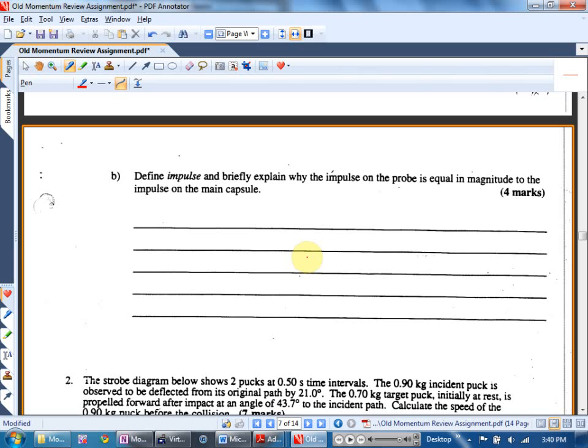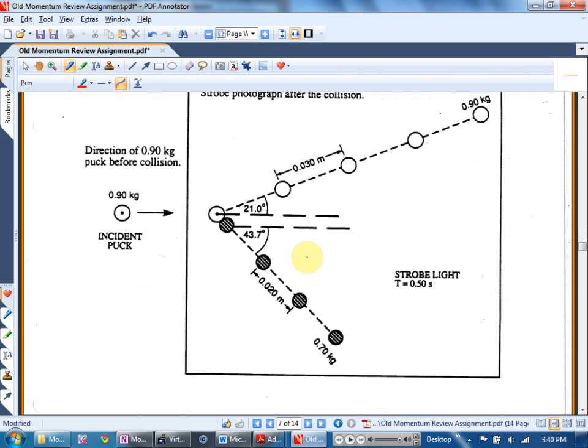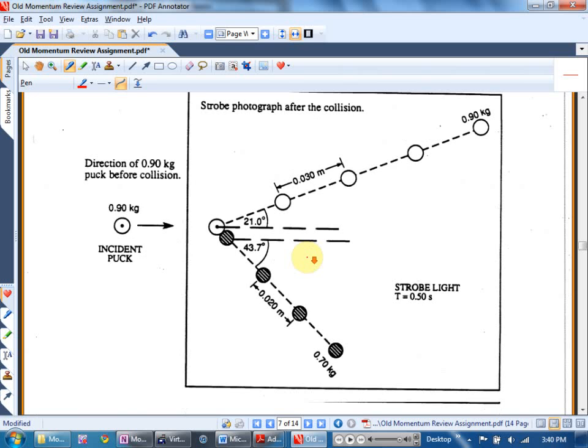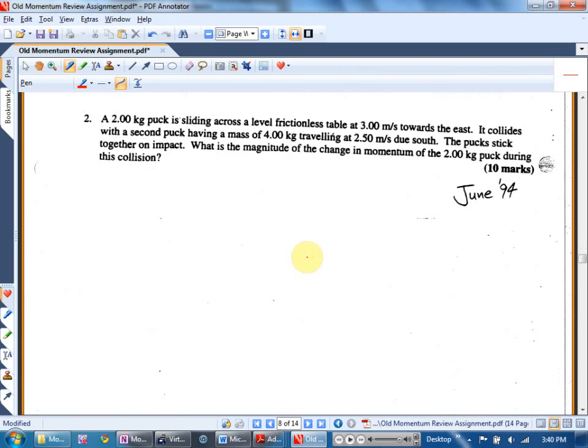Hey, another one of those. This one was a bit trickier because they didn't give you any velocities. Instead, they told you how far it traveled and how much time, so you actually had to calculate this velocity first. That was overkill, I thought. Puck sliding to the east collides, they stick together.